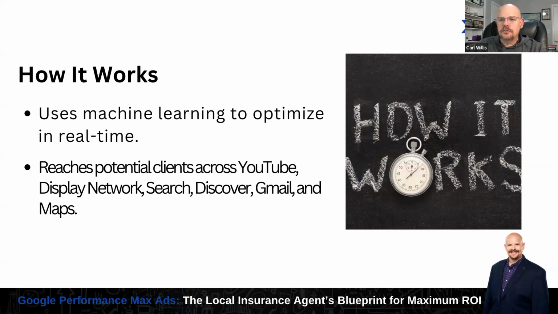You see, Google uses machine learning to analyze user behavior and to predict who is most likely to need an insurance policy in the moment. And so, what it's going to do is automatically adjust bids and placements to maximize your conversions, whether that's a phone call, a quote request, or a website visit. And really, what's happening is it's reaching potential clients across YouTube, across the display network, through search, through discovery, through Gmail, and through Maps. So it's working the entire Google ecosystem simultaneously, going where your most likely prospect is going.